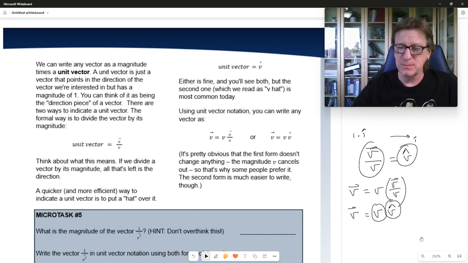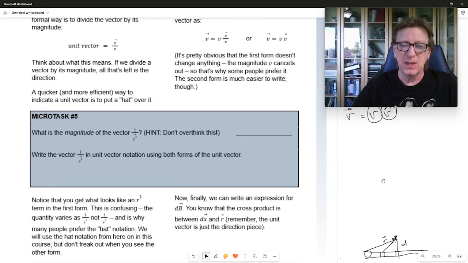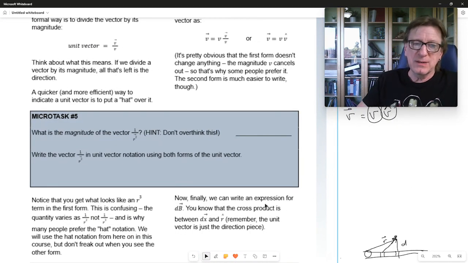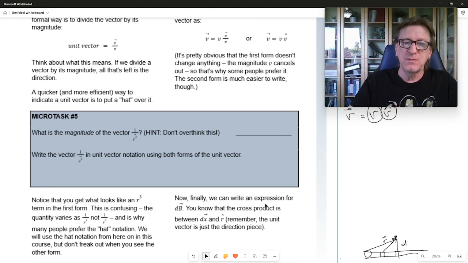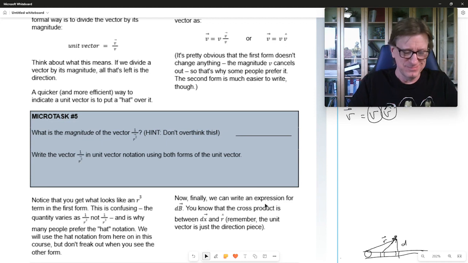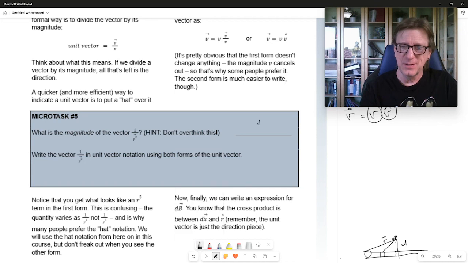Go down to microtask 5. How would we write the magnitude of the vector 1 over r squared? And we give you a hint, don't overthink this. Well, yeah, it's just going to be 1 over r squared, right? That's the magnitude of it. That's our vector. That's an r.